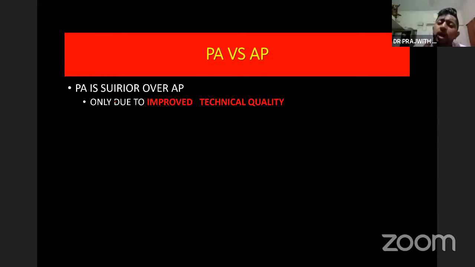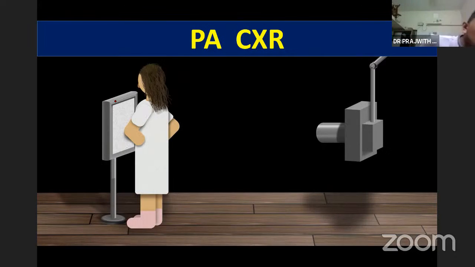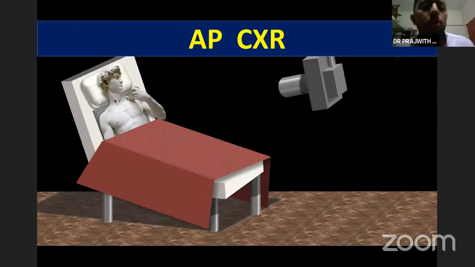It gives a smaller heart. It gives a wider open lung space so that we can see the lesions there. We don't want an AP chest X-ray. Ideally, we don't want an AP chest X-ray. Okay, so that is important for us.